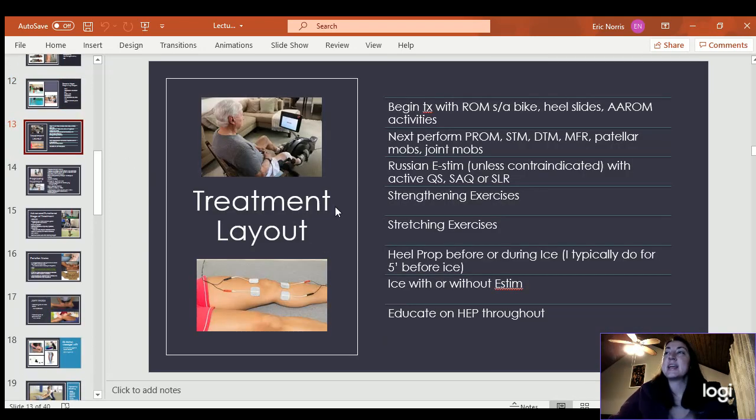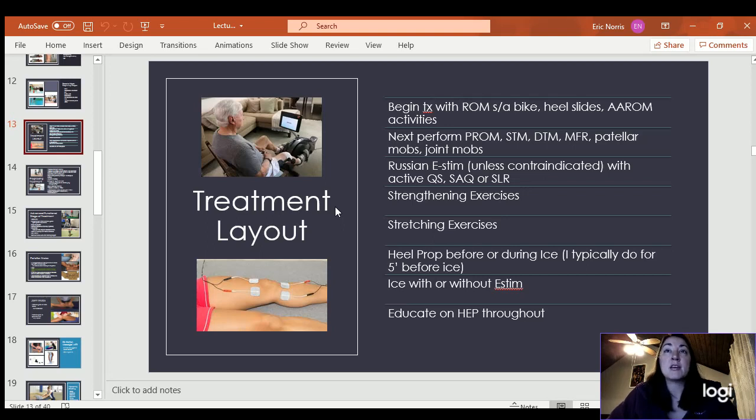All right, treatment layout. Typically I begin with some type of range of motion like the bike or the heel slides. Typically it's more active assistive to get them pushing their motion themselves while they're able to relax and push through some of the irritation or the uncomfortable portions. Then I perform my manual techniques: passive range of motion, soft tissue or deep tissue mobilization, myofascial release, that would be primarily the IT band, patellar mobs if I need to, joint mobilizations. Do all of that, get as much motion as possible.